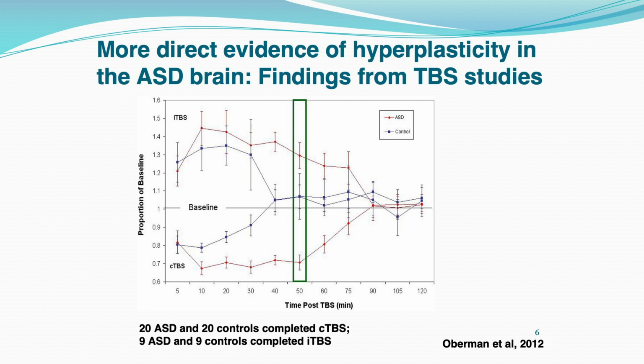You can see that it is very obvious that the blue lines are coming back to baseline in around 40 minutes, and the red lines are coming back to baseline in around 100 minutes. So it is taking way longer for the facilitation or suppression of thumb movement to come back to baseline in people with autism compared to controls.